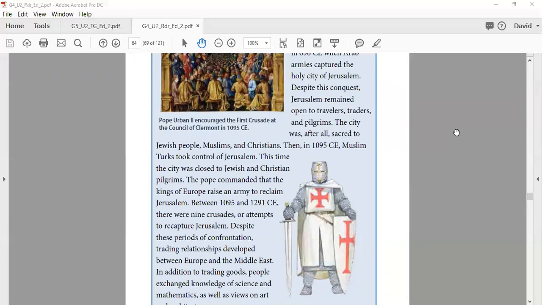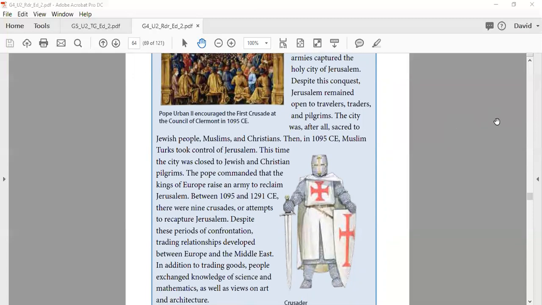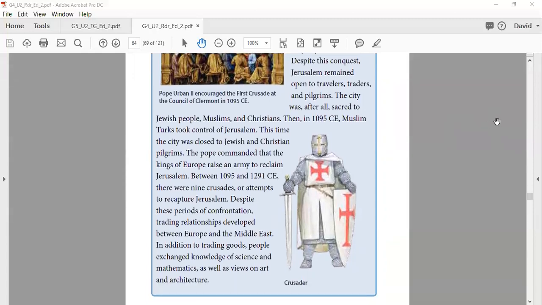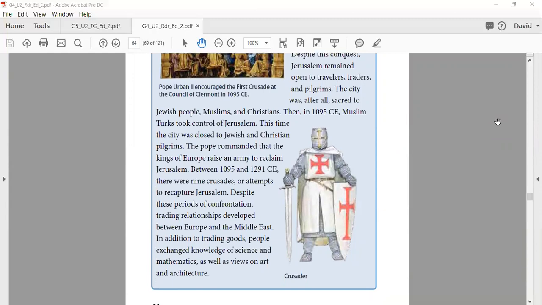Between 1095 and 1291, there were 9 crusades, or attempts to recapture Jerusalem. Despite these periods of confrontation, trading relationships developed between Europe and the Middle East. In addition to trading goods, people exchanged knowledge of science and mathematics, as well as views on art and architecture.